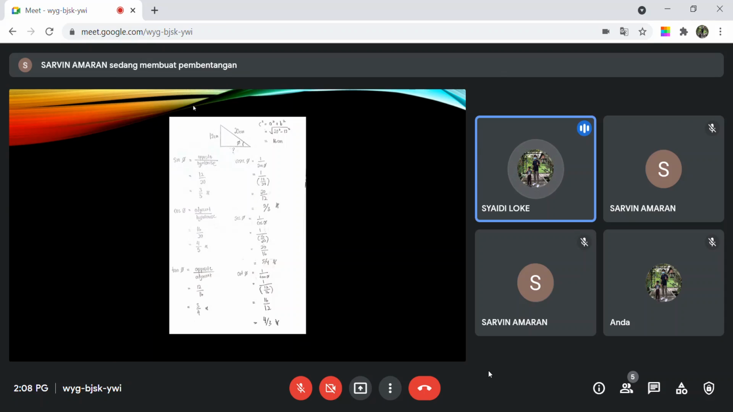Cos theta equals adjacent over hypotenuse equals 16 over 20. So the answer is 4 over 5. Tan theta equals opposite over adjacent equals 12 over 16. So the answer is 3 over 4.